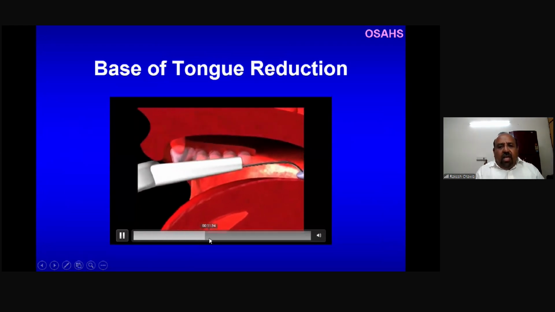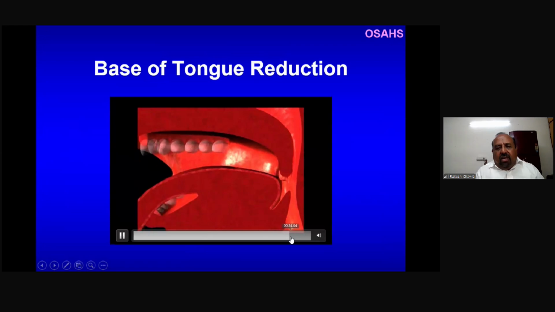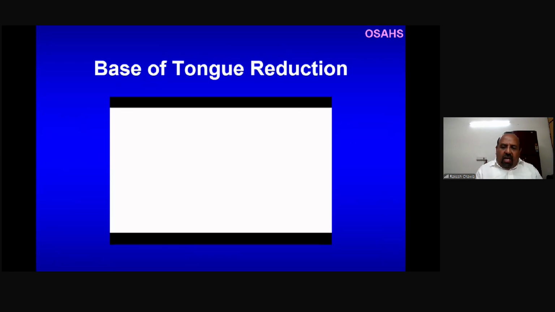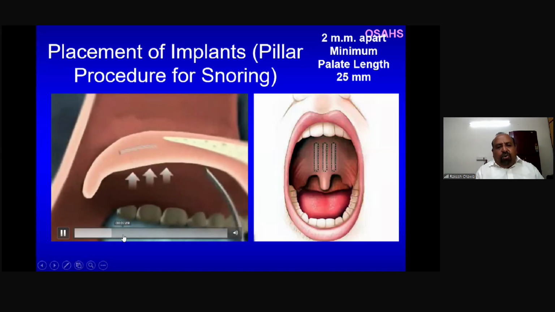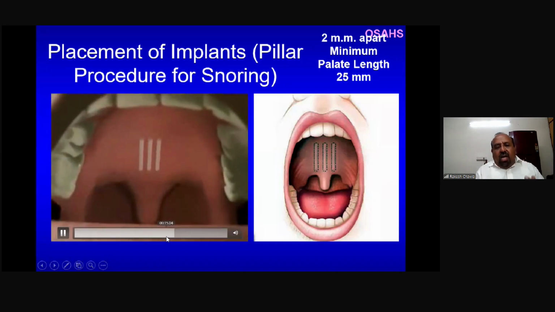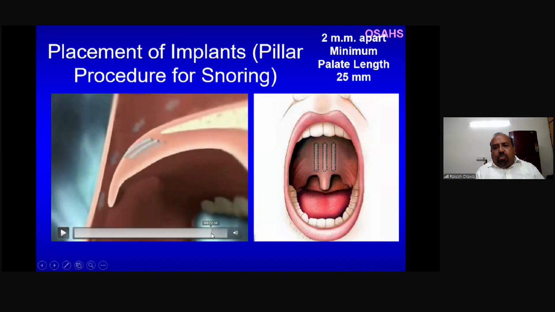The pillars, they are placed, you see now, posteriorly. You place these materials and posteriorly the tongue retracts back and your space is increased. Placement of implants into the tongue, you see how they place. They are claiming it to be an OPD procedure done under conscious sedation with good anesthesia, and you are placing these implants. Again, it will contract, the airspace gets increased.